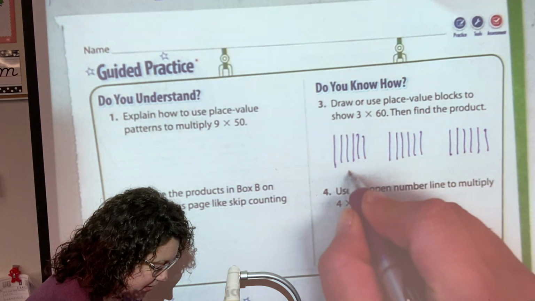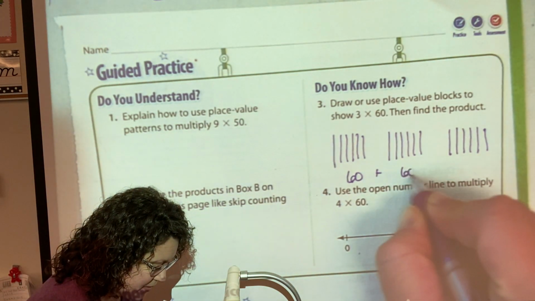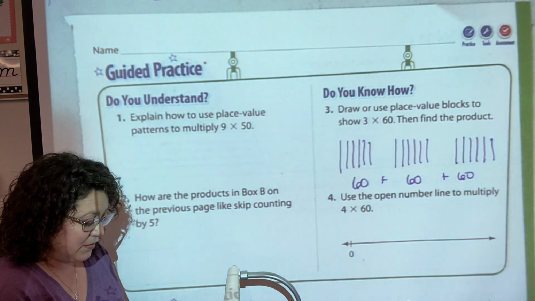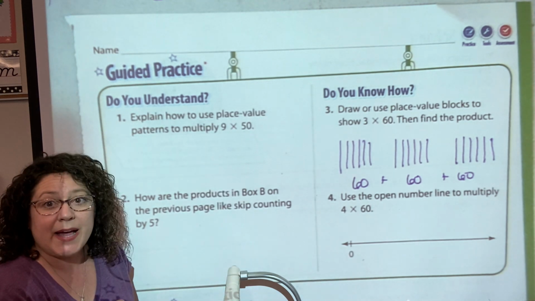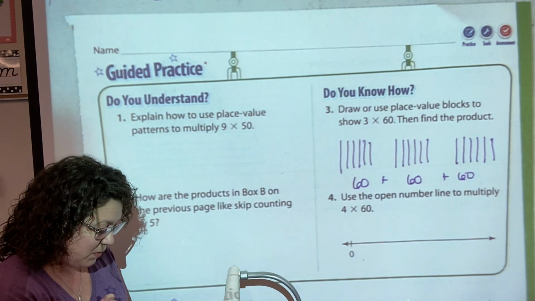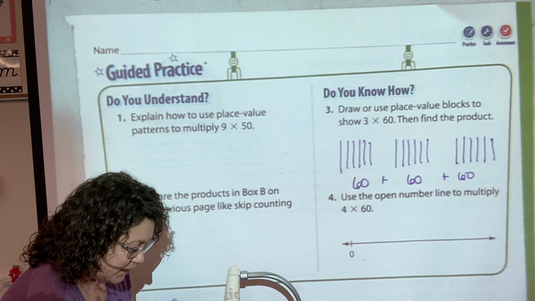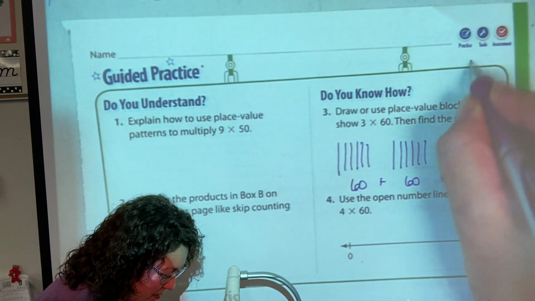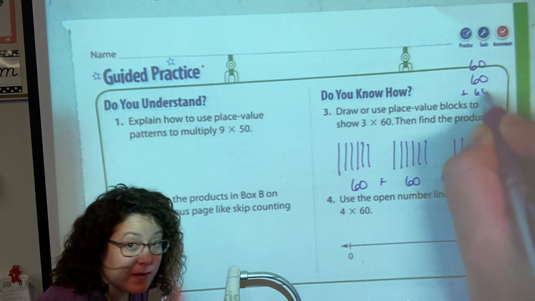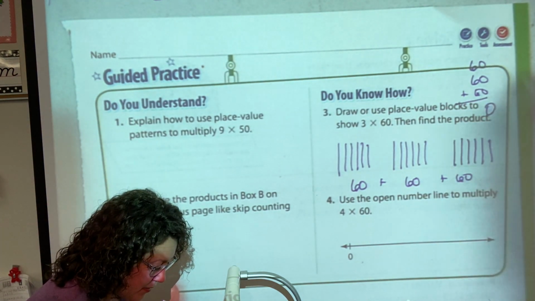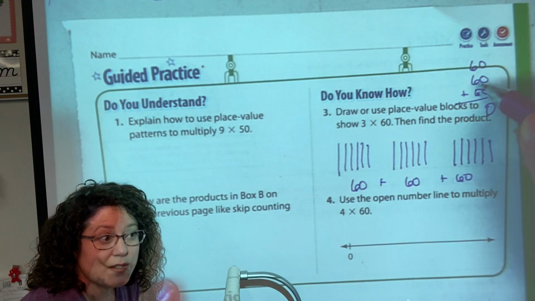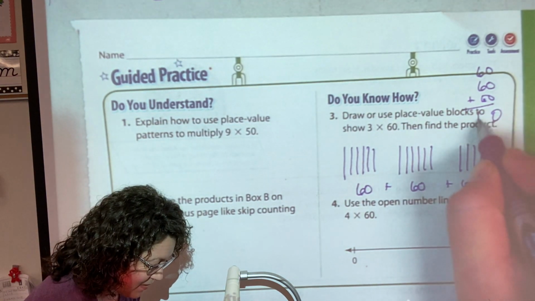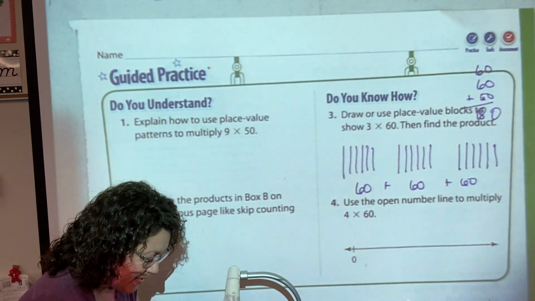So if this is 60 plus 60 plus 60, then we have our answer. You could count all the 10 sticks if you wanted to, or you could add these up. 60 plus 60 plus 60. 6 plus 6 is 12, and 12 plus 6 is 18. So 3 times 60 is 180.